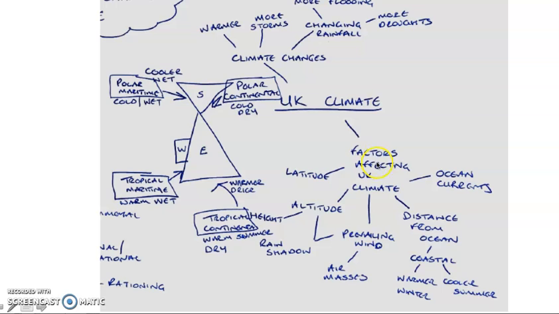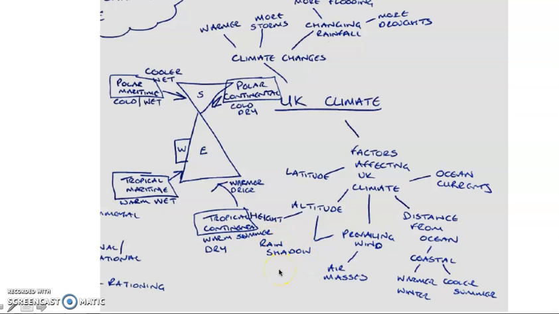Now, what we can see is the main factors are latitude. The distance from the equator is very important. The altitude or the height of the land is also important. It gets colder as you get higher. So areas with more mountains tend to be colder. But also hills can have a very important impact in that there can be a rain shadow.